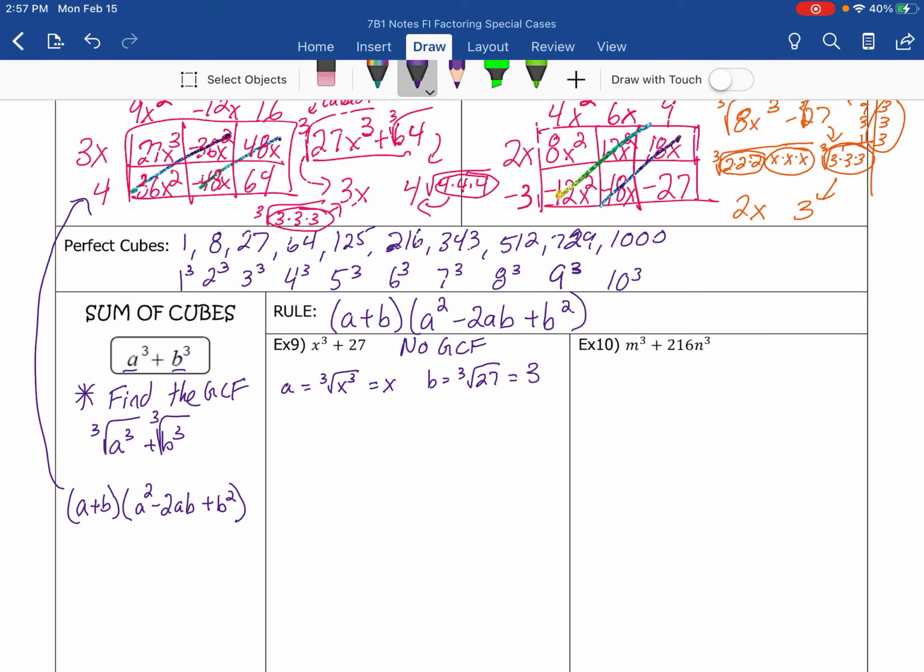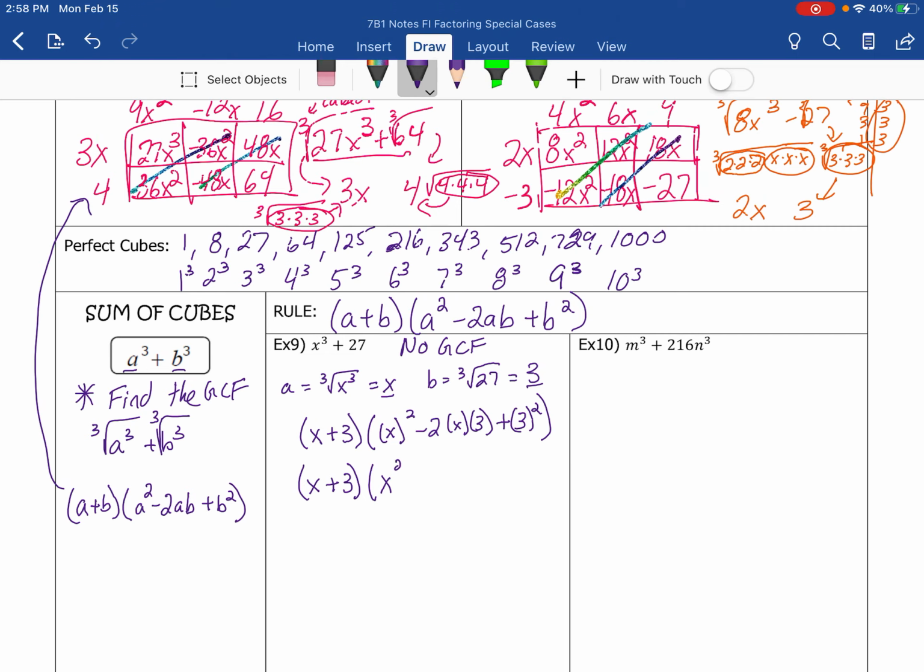It either is a perfect cube or is not a perfect cube. And so what you do is you just divide the exponent by 3 essentially if you have a variable there. So I know a is x and b is 3. And so I put it in the formula. It is a plus b, so I'm going to have x plus 3 times my a value squared minus 2 times my a value times my b value plus my b value squared.